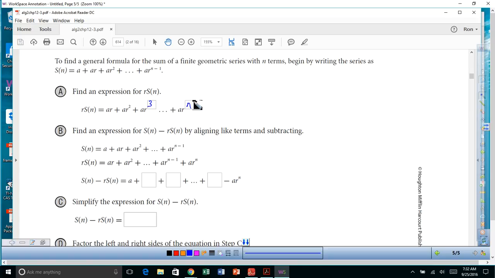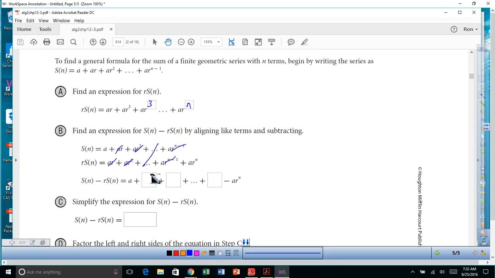So s of n equals a plus ar squared plus, and so on and so on. And then r times s of n equals ar plus ar squared plus, and so on, ar to the n minus 1 plus ar to the n. So s of n minus r times s of n equals, if you watch, this cancels out, that cancels out, this cancels out, those cancel out.